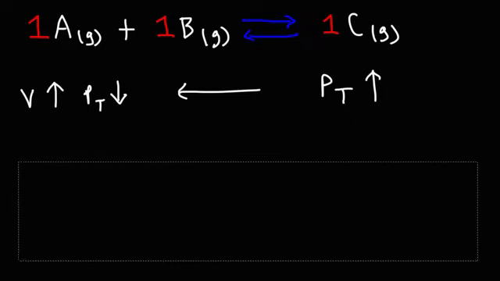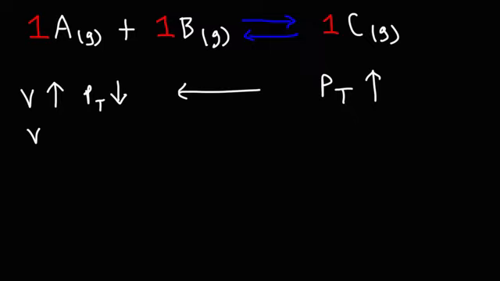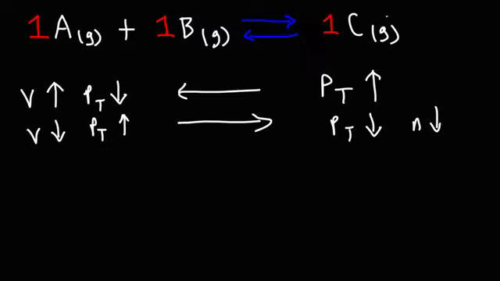Now let's consider the reverse situation. If we were to decrease the volume of the container, the total pressure will increase. Now the system will try to decrease the total pressure. So in order to decrease the total pressure, it needs to decrease the number of moles. There's a direct relationship between n and P. And to decrease the number of moles, it has to shift to the side with less moles of gas. That is towards the right, because there's less moles of gas there.